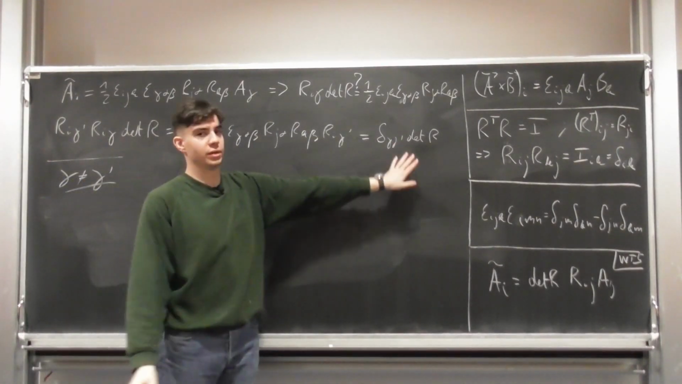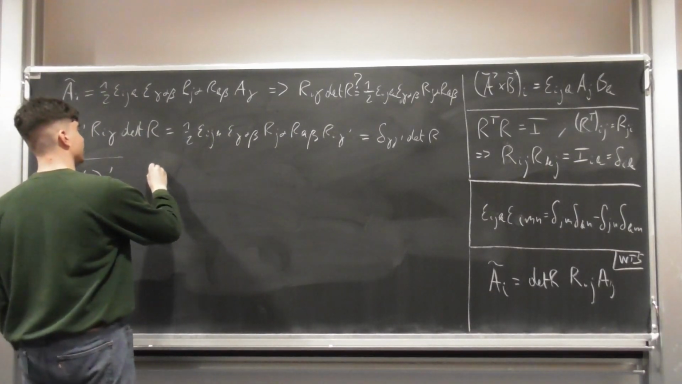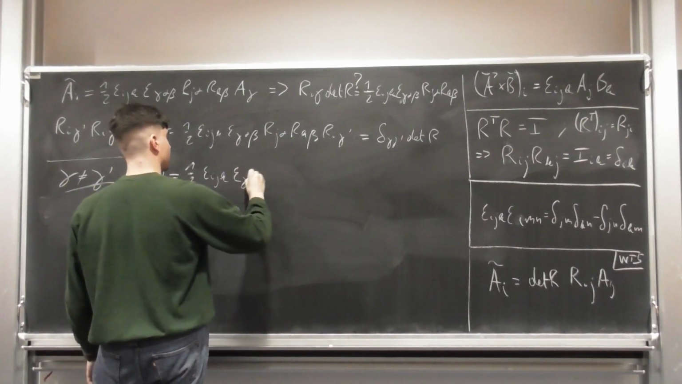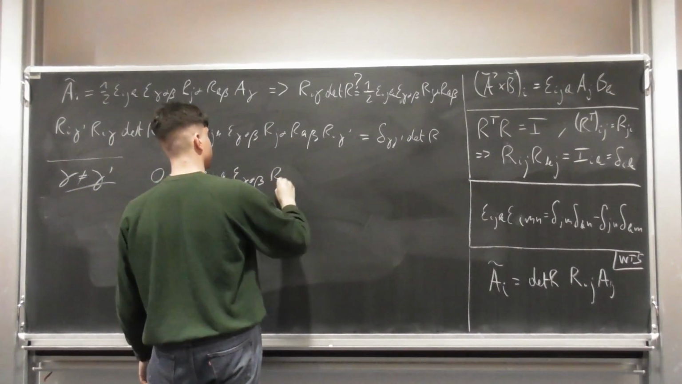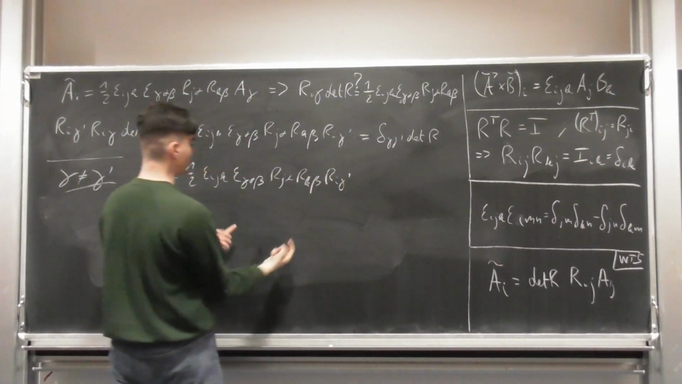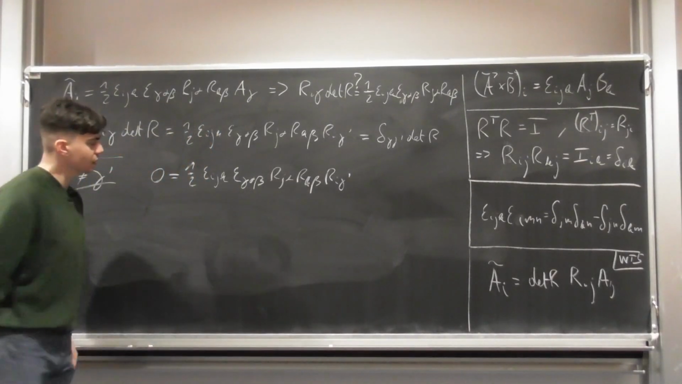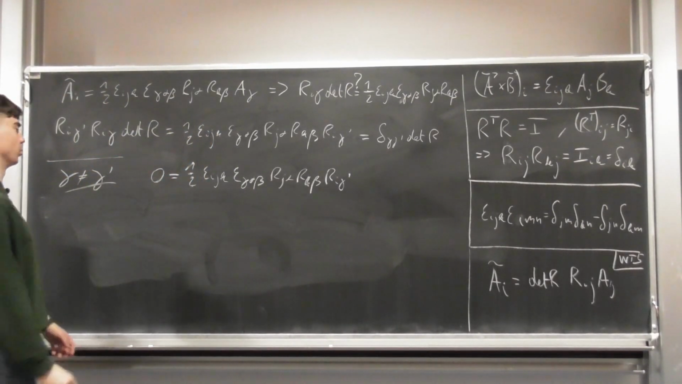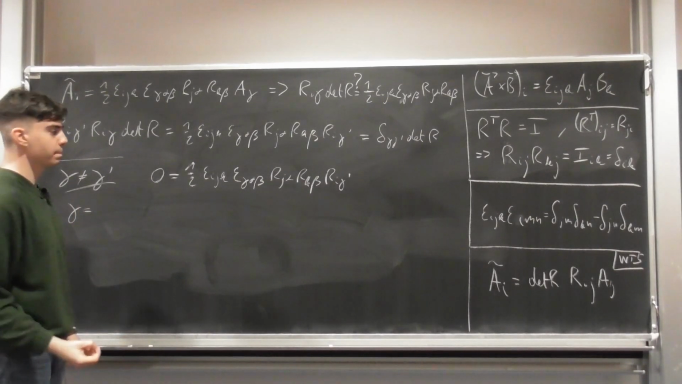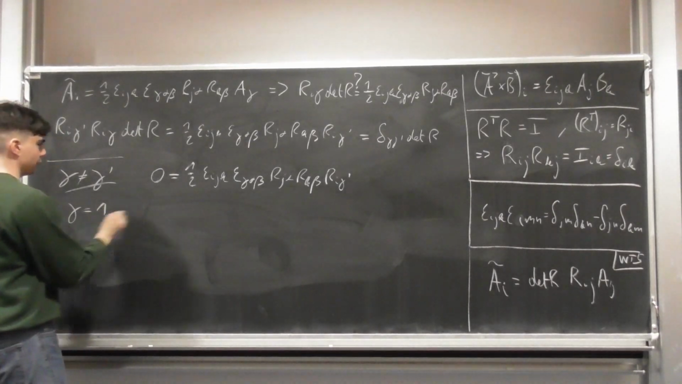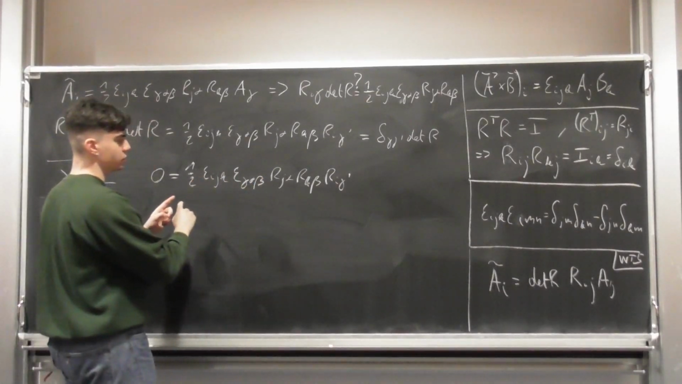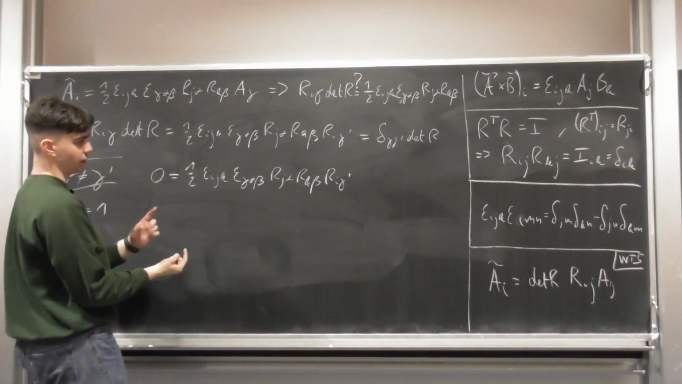So here, this will vanish, which should give us 0 is equal to 1/2 epsilon ijk epsilon gamma alpha beta Rj alpha Rk beta Ri gamma prime, where here gamma and gamma prime are definitely not the same. So let's suppose gamma was equal to 1. Here, you could choose any number from 1 to 3, but I'm going to choose 1 to show that this is indeed equal to 0.